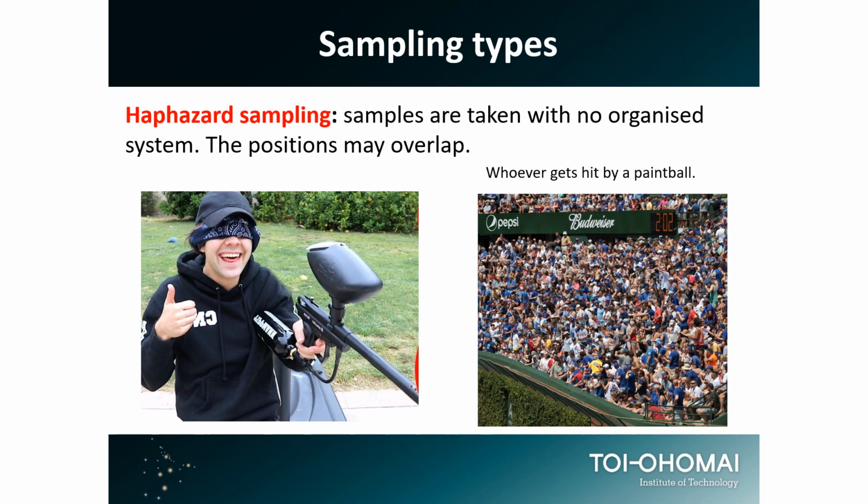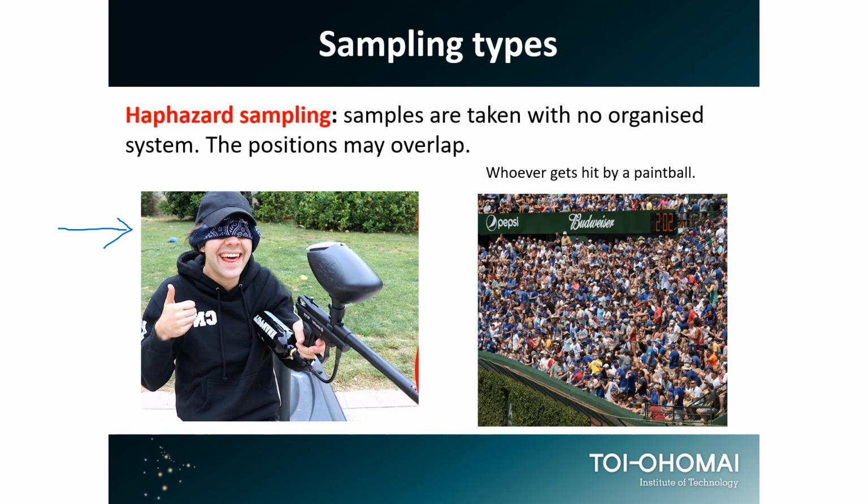Next, we have haphazard sampling. So if you took this dude and you gave him a paintball gun, and blindfolded him and said, shoot up into that crowd, well, you could take the first 20 people he hit with a paintball, and that would be your sample. There's no organized method of choosing who your samples are, and that is often called random, but it's not random, it's haphazard.